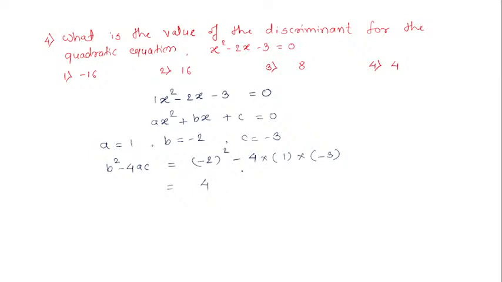Now here we have the product of 3 numbers, 4, 1 and minus 3, out of which 2 numbers are negative. So the product of 2 negative numbers is always positive. So the product must be positive. 4 into 1, that's 4, and 4 into 3 again, that's 12. So 4 plus 12, that's 16. So the value of b square minus 4ac, that is the discriminant for this equation, is 16, which is given at option B. So option B is the correct alternative.